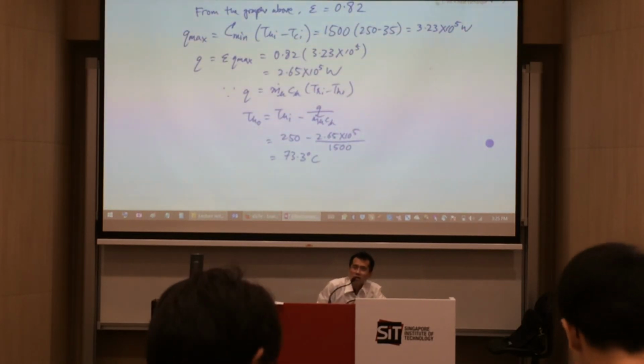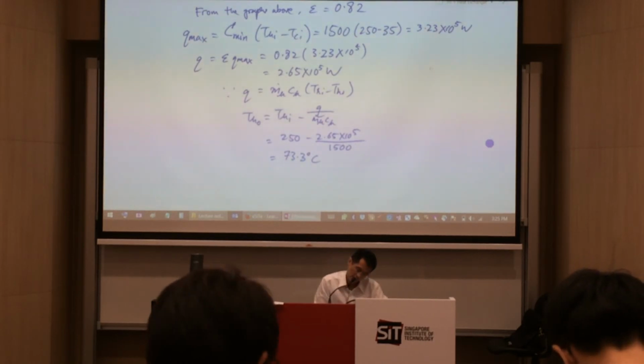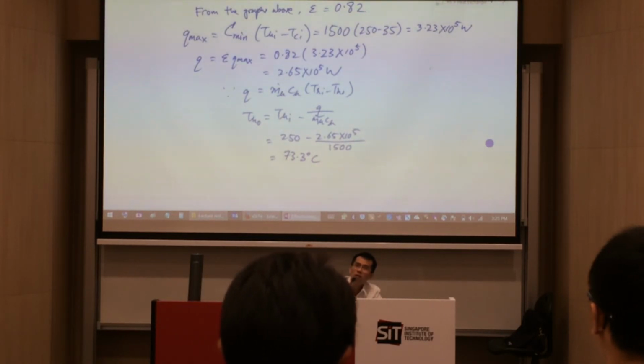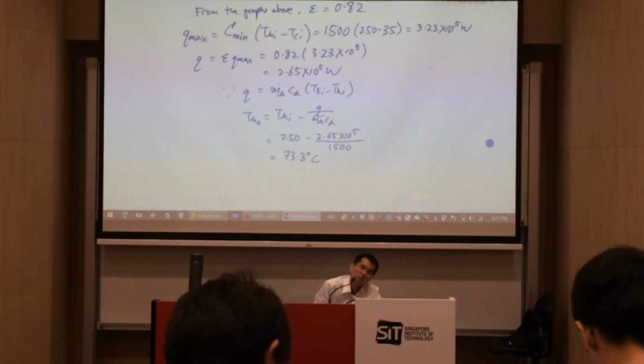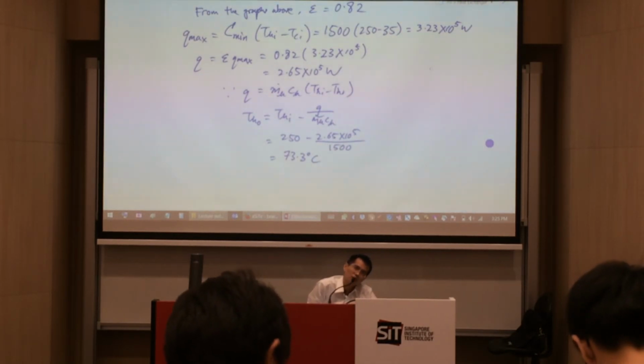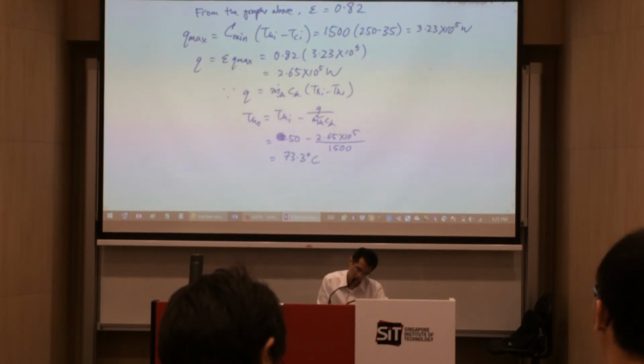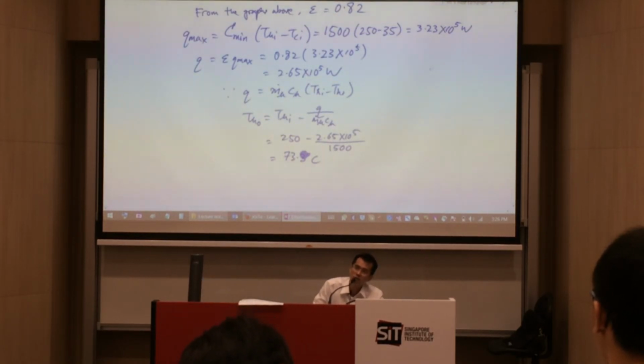Now some students ask, that 73.3 degrees Celsius, can it be 73.3 Kelvin? What do you think? Actually, it cannot be because you use your THI in degrees Celsius. So you can't have 73.3 Kelvin.